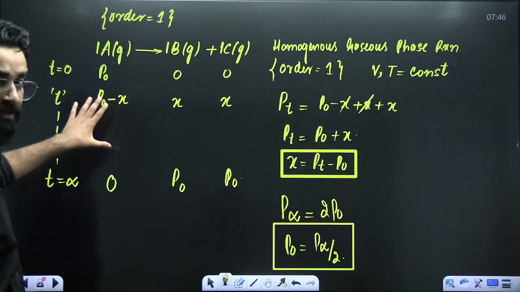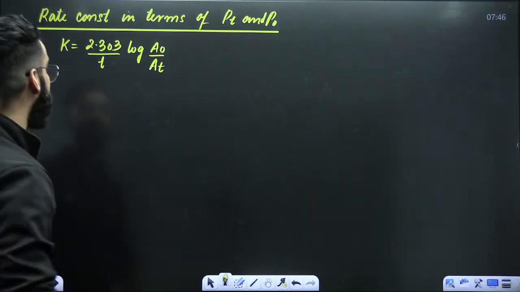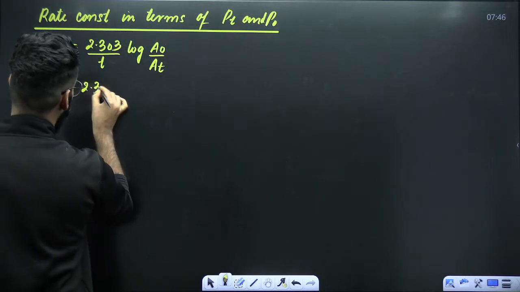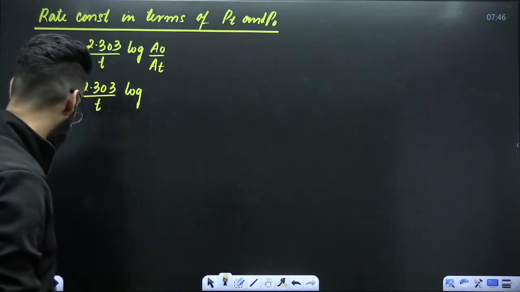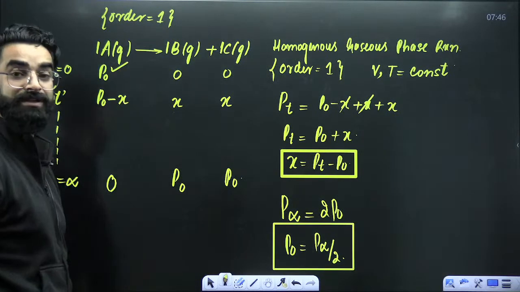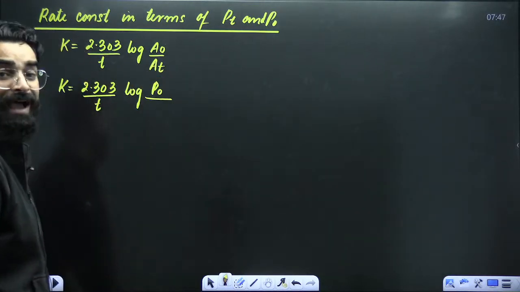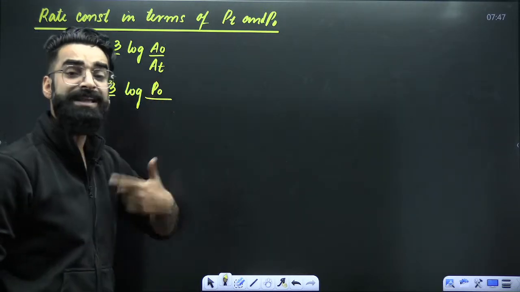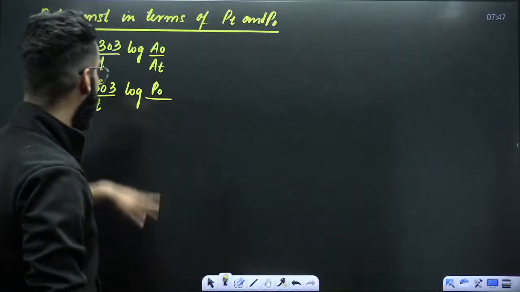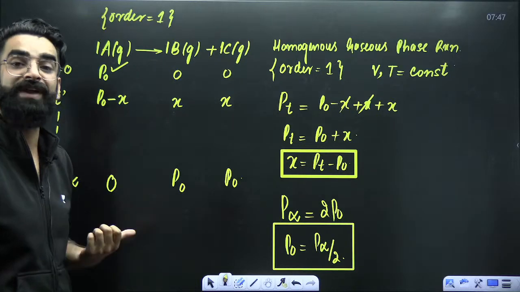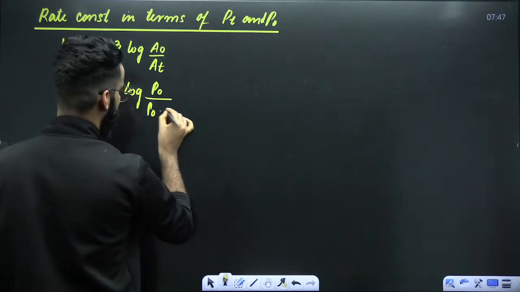But for this particular homogeneous gaseous phase reaction, if you want to write the rate constant in terms of P naught and PT, how are you going to write it? You will be writing K is equal to 2.303 divided by T, log of, what is A naught? A naught is initial concentration of reactant. But here, I won't be using the term initial concentration. I'll be using the initial pressure of reactant, and initial pressure of reactant is P naught. So instead of A naught, I wrote P naught. What was this AT? AT used to be the concentration of reactant left at time T. But here, it is going to be the pressure of reactant left at time T, right? Which is P naught minus X.